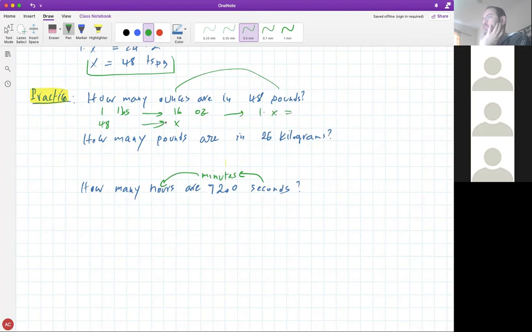1 times X is X. 48 times 16. So X is 768, and the unit is ounces. Very good. So that's what we're missing. That's it. That converts any units you want. You have the formulas. You have everything. Just do this.